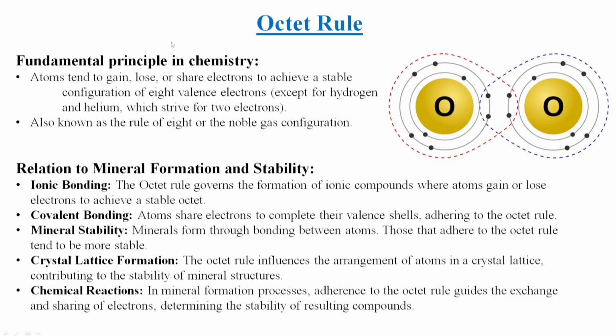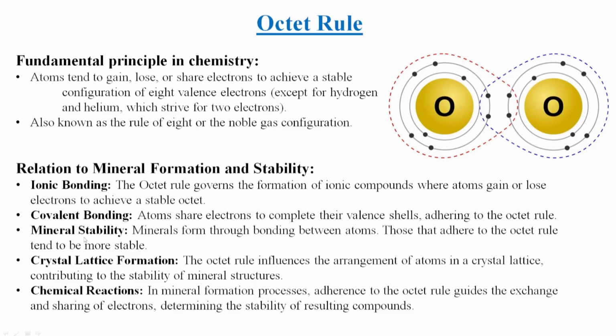Now, the application of this octet rule to various kinds of bonding. The first one is ionic bonding. The octet rule governs the formation of ionic compounds, like the sodium chloride I was discussing, where atoms gain or lose electrons to achieve a stable octet. So definitely it will then manage to develop a mineral as well. Then you also have its presence in covalent bonding, where atoms share electrons to complete their valence shells, adhering to the octet rule. So you can see that elements will always try to reach a stable configuration by following this octet state.